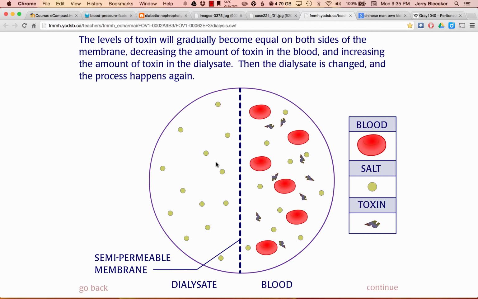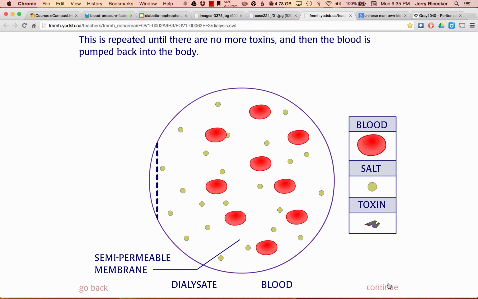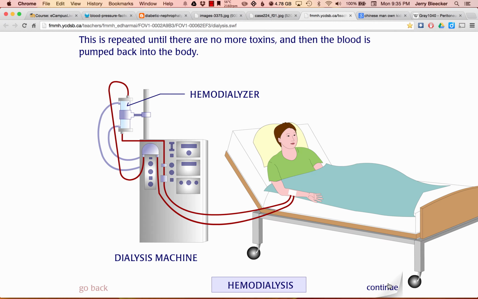So this would be a fresh round of dialysate, and we convince even more of these guys to come over. And you can see the cumulative effect is that your blood will be cleaned. And if we repeat the process several times, there you go. Essentially nice and clean. That blood is ready to go back into the patient's body, and you have accomplished a round of hemodialysis.